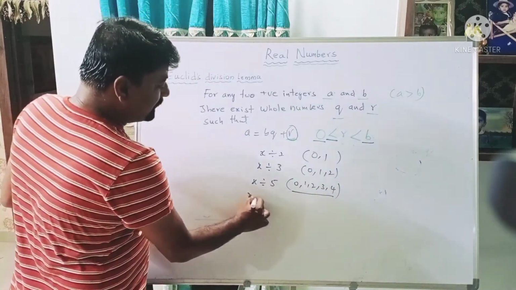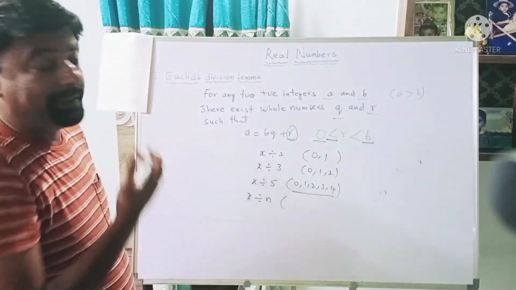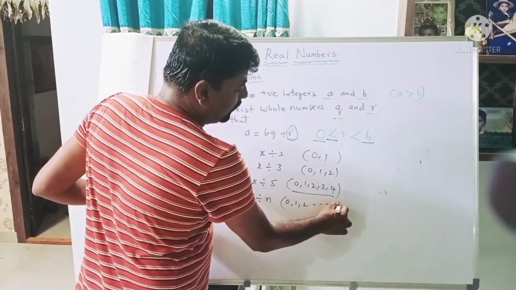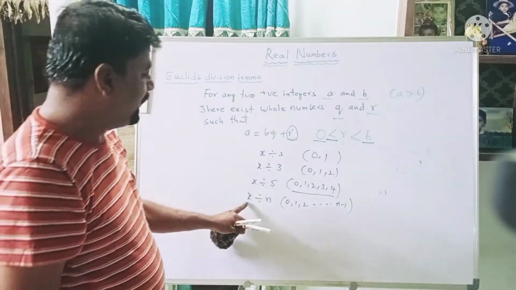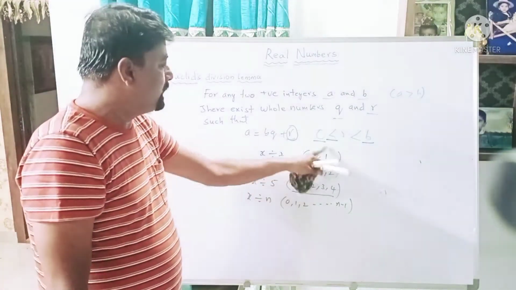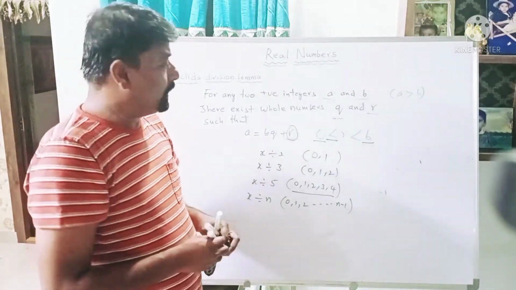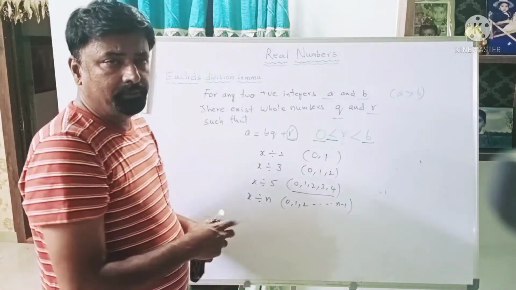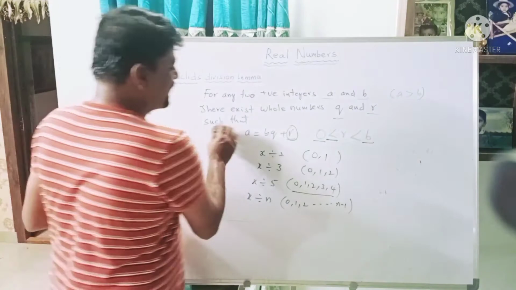In the same way, if x is divided by n, the chances for getting remainders are 0, 1, 2, dot dot dot, n minus 1. So these are the chances to get a remainder when a number is divided by n. This is a very, very important concept while we are doing questions, particularly while you are using Euclid's division lemma, beta.